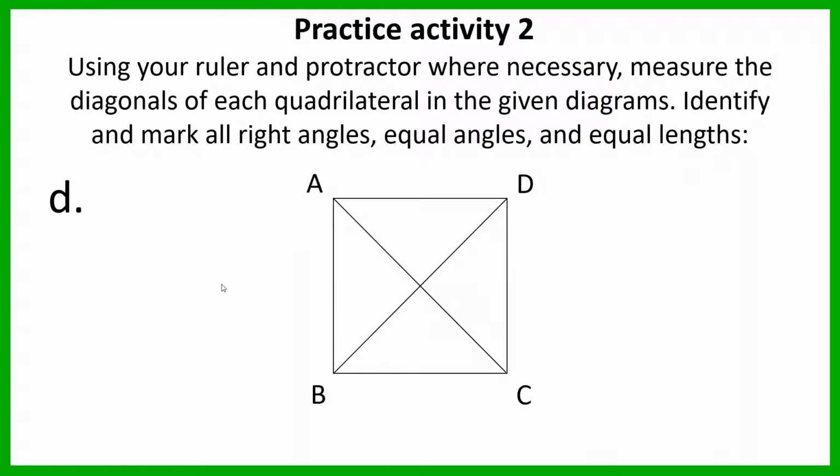Okay, so for the square, you should have found that all 4 of these lines are equal because the diagonals are equal to each other and they bisect one another. You should also have found that they were perpendicular to each other, so they bisect each other at 90 degrees. And they also bisect all of the angles in the square. And because the square has right angles, when it bisects, it cuts it into 45 degrees. So each of these angles over here is 45 degrees.